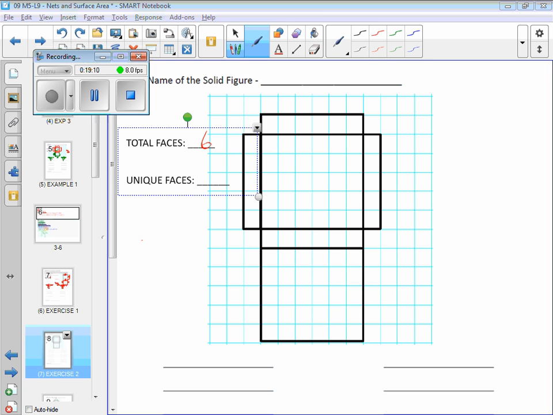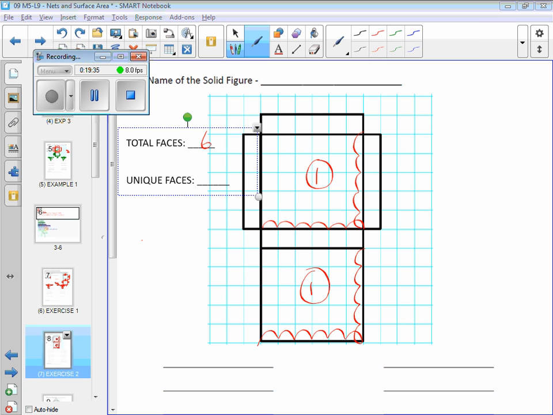Watch, watch. 1, 2, 3, 4, 5, 6. 1, 2, 3, 4, 5. Okay? This one, 1, 2, 3, 4, also 5. 1, 2, 3, 4, 5, 6. Okay, so this unique shape matches up with this one. Okay?